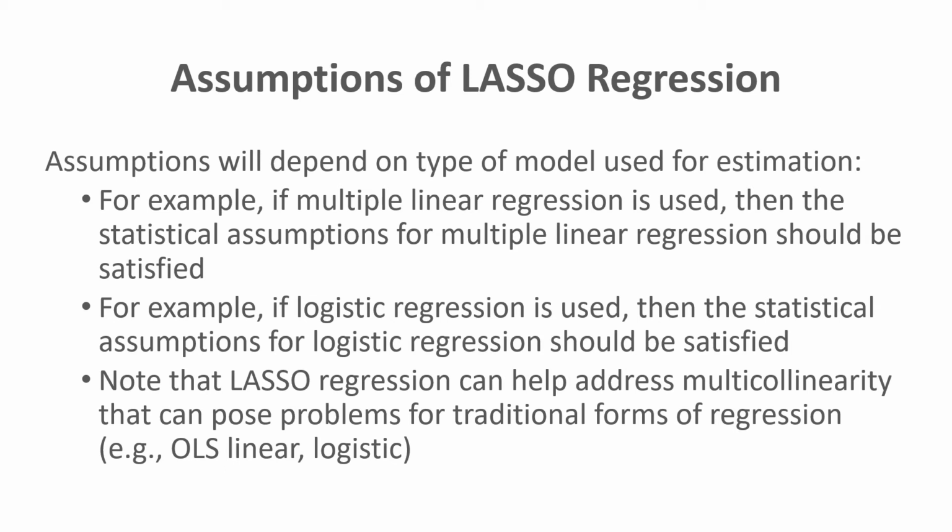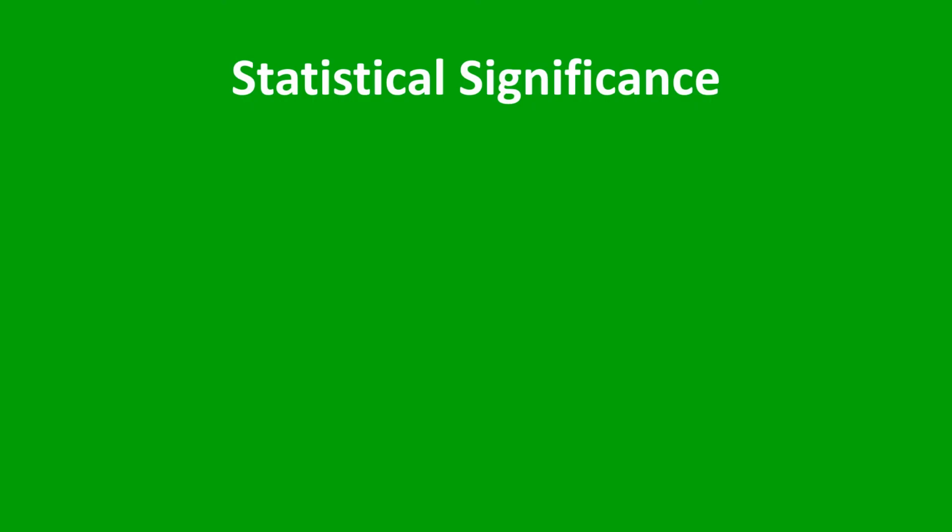Now, one point I will make about lasso regression more generally is that by nature, lasso regression can help you address multicollinearity, which can pose problems for traditional forms of regression, such as ordinary least squares linear regression, or generalized linear models, logit models, logistic regression, and so forth. And so that is an advantage of lasso regression. Part of the reason that it can help address multicollinearity has to do with that regularization, that penalty that it implements, in terms of, as lambda increases, pulling those parameter estimates or those regression coefficients closer to zero or entirely to zero for some predictor variables.